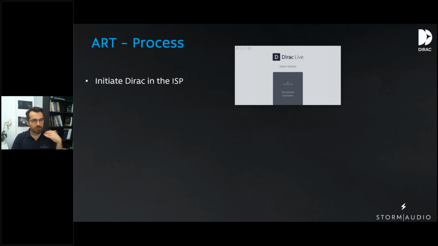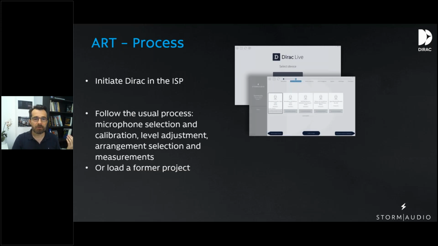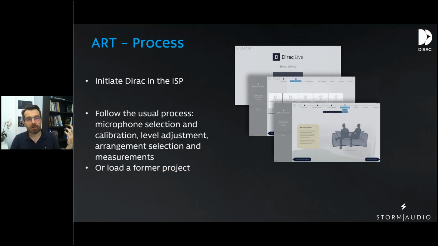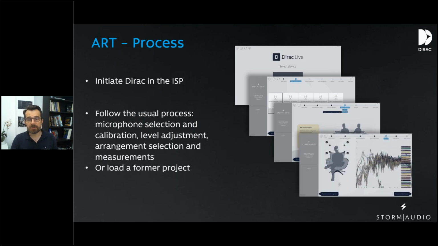All right, so the traditional process has to be used. You simply need to start your processor, activate, make your speaker configuration and all that. I mean, you are a StormAudio customer, most of you, so you know what to do. Whenever you are in the Dirac process mode in the ISP, you can start the tool, and then from there you will do your microphone calibration, the selection of the arrangements, the measurements, up to the level where you have enough measurements and can go into the filter process.